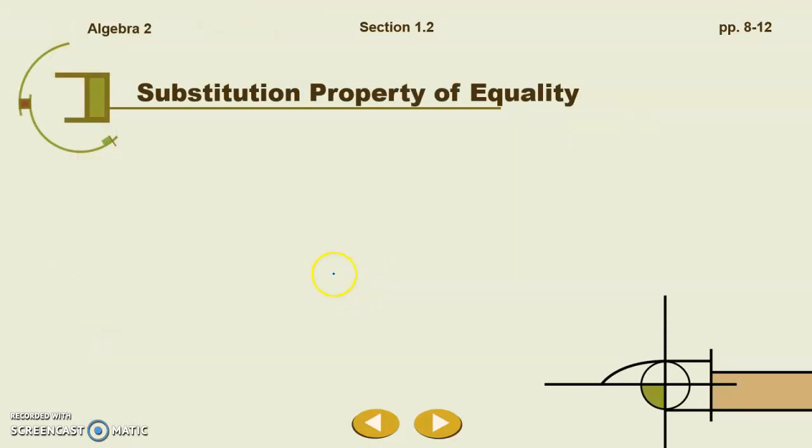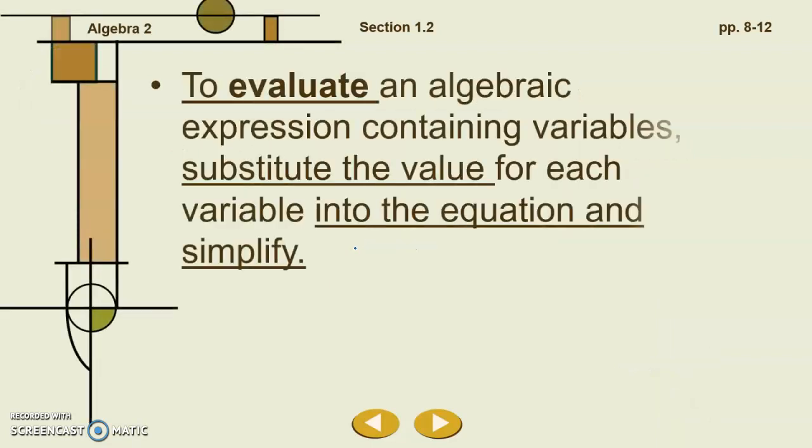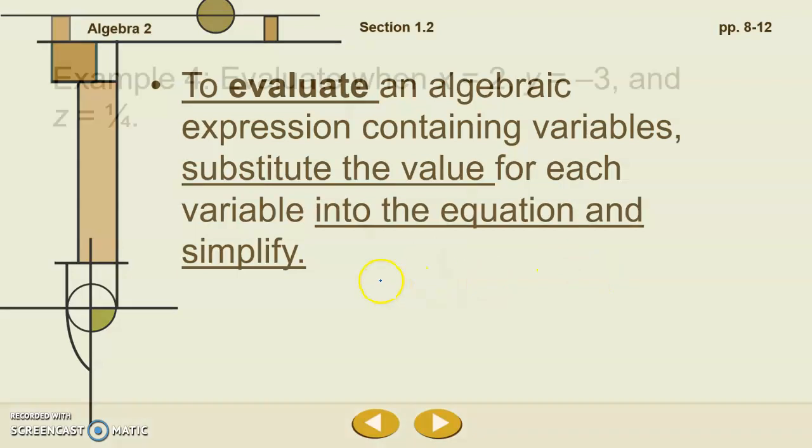We can use the substitution property to plug in values for our variables and do what my math teachers always called plug and chug. Okay, here's our official definition. If A equals B, then A can replace B in any expression to produce an equivalent expression. So basically, if A equals 4, then every time I see A in my expression, I can plug in or substitute 4, or whatever number that may be. So to evaluate an algebraic expression containing variables, we substitute the value for each variable into the expression and simplify. Or, like my math teachers always said, plug and chug. We plug in the values and we chug out the computation.